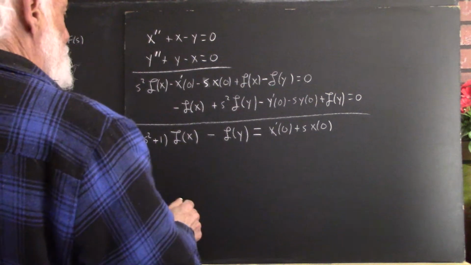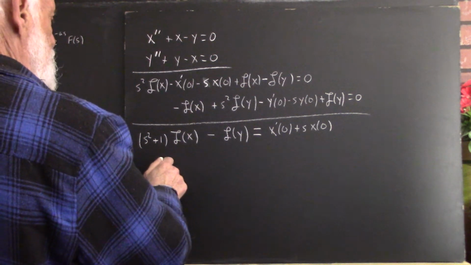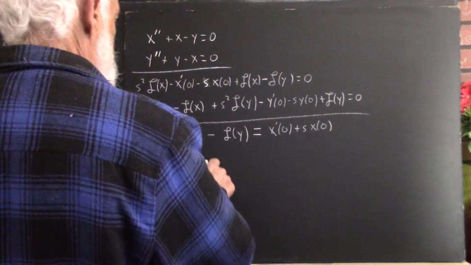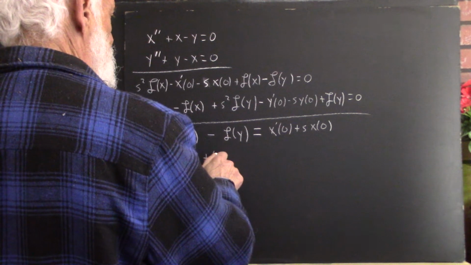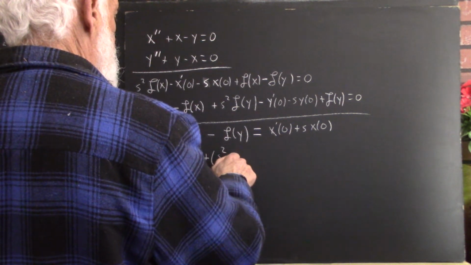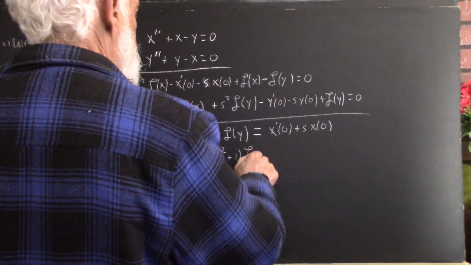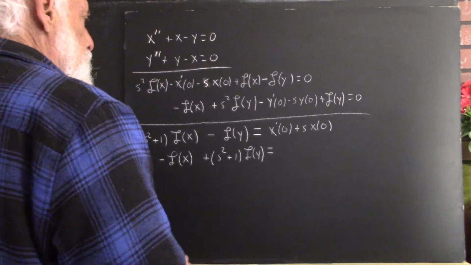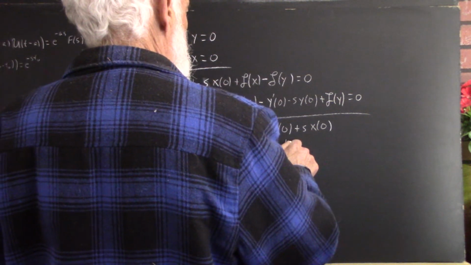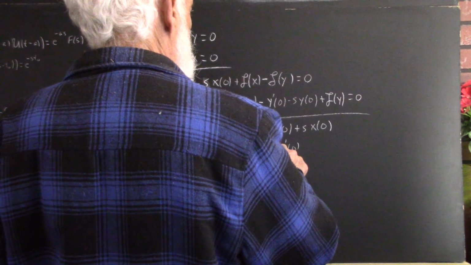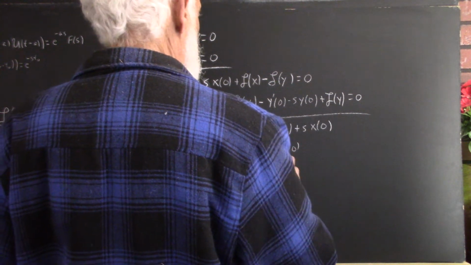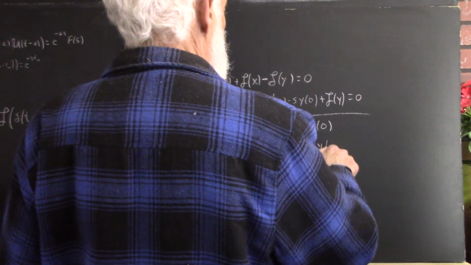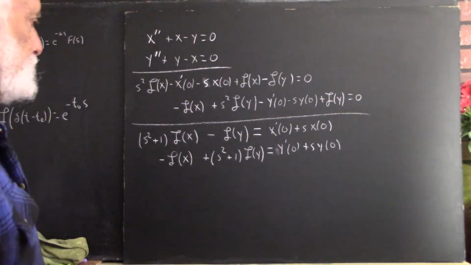Now, down here, we're going to have a negative L of x plus s squared plus 1 L of y, and that's going to equal y prime of 0, because those are both positive, plus s y of 0.